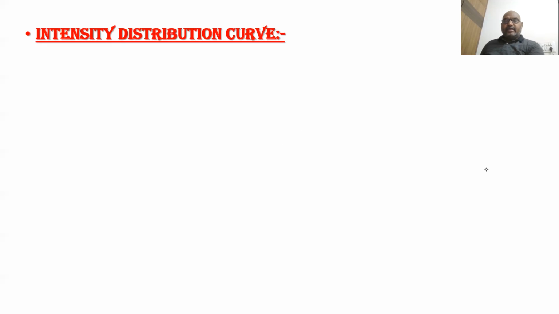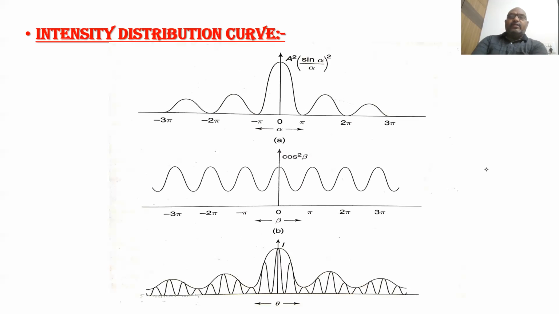So the intensity distribution curve is represented as follows. This is called diffraction. This is called interference. The combination of interference and diffraction is shown in another diagram. So this is called the intensity distribution curve.